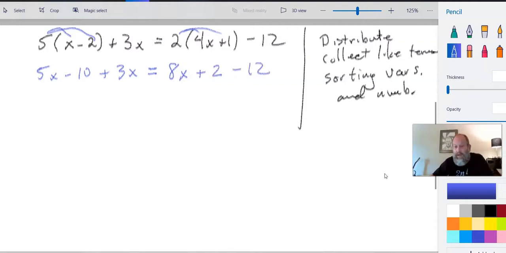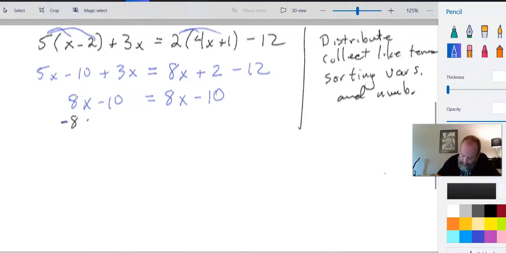Okay, so let's go ahead and start collecting our like terms. We've gotten all our distribution done. Let's see here. So over here I have 5x and 3x. That gives me 8x minus 10. And then over here, let's see, 8x doesn't have any friends, but 2 minus 12 is minus 10. And yeah, I can see something's going on here. If I go ahead and subtract out 8x here, what I end up with is negative 10 equals negative 10, right? And so our x's did go away.